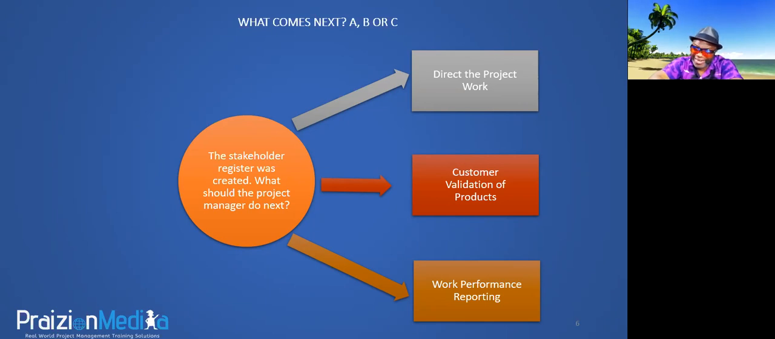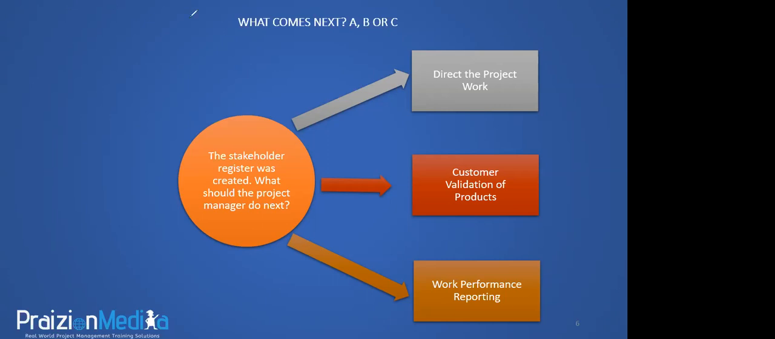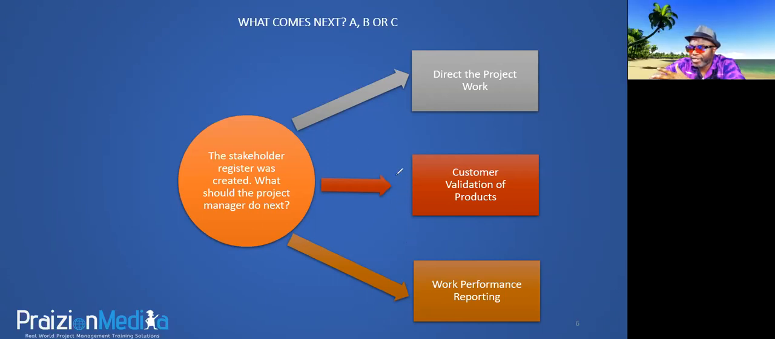So here's the logic. Again, in which process group is stakeholder register created? Can anyone tell us? Initiating. Thank you. It's an initiating. So if that's an initiating, then you would expect to see something in planning, but we don't see anything in planning. The next two after A are in monitoring and controlling. So customer validation of products is like validate scope. It's not that. And then work performance reporting, you need to get some work done before you begin reporting on work performance. So the best answer is A.